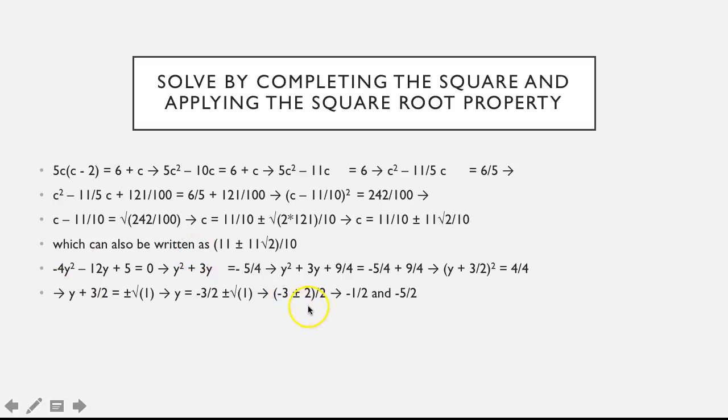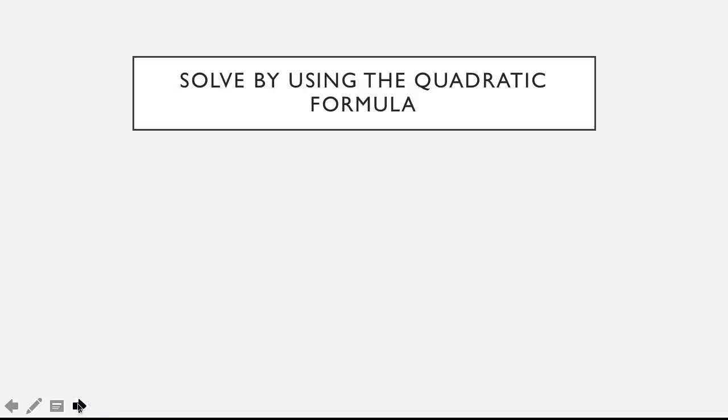And then you take negative 3 plus or minus 2 divided by 2. In the first case, negative 3 plus 2 is negative 1, which is how you get negative 1/2. Negative 3 minus 2 is negative 5, which is how you get the negative 5/2.